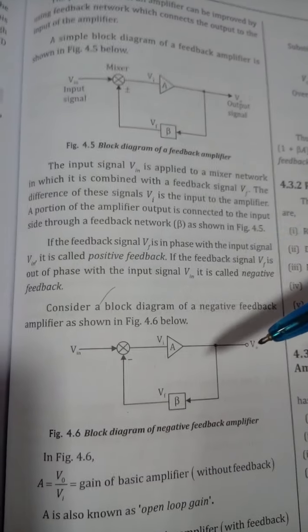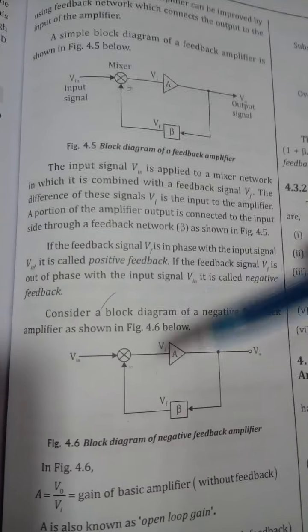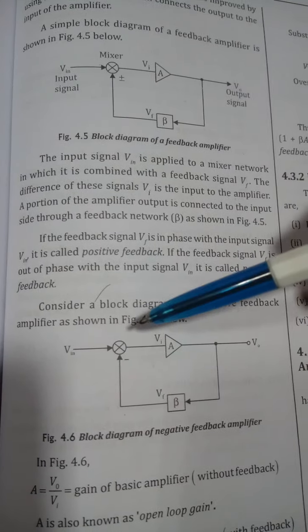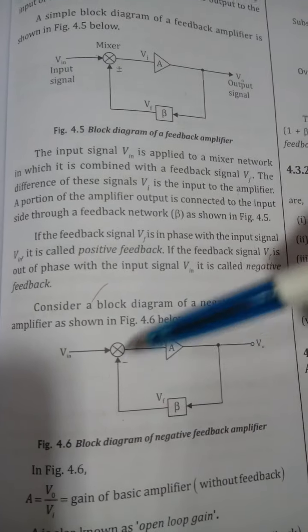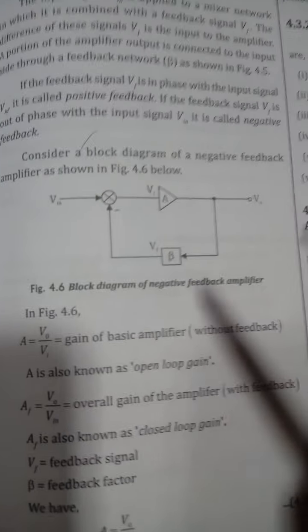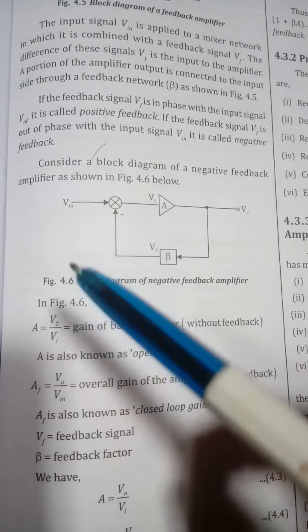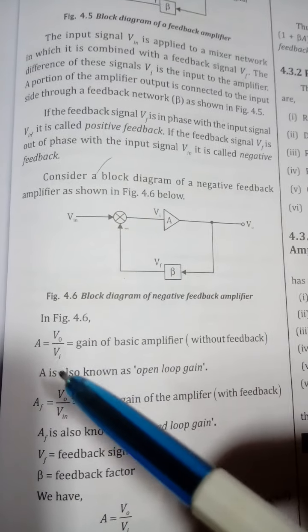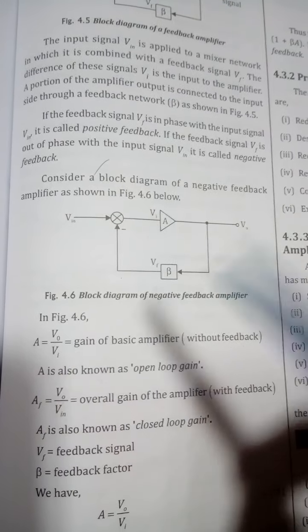Consider the block diagram of a negative feedback. What does negative feedback mean? If it is out of phase, you get a negative feedback. Input is given to the amplifier, the output from the amplifier is fed back here, which is negative. So that results in a negative feedback. In this case, A is equal to V naught by Vi. What is A? A is the gain. V naught is output, Vi is the input. Output by input is always the gain of an amplifier.